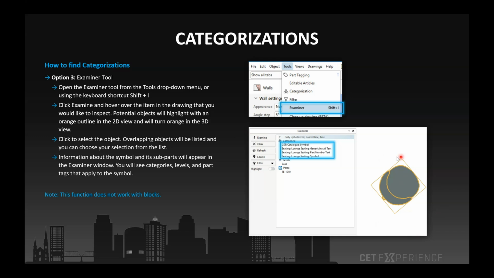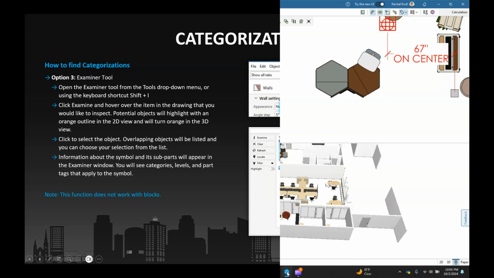and hover over the item you want to know the category of. If items are layered, and you will see this when I open CET, it will give you an option to pick which item you want. It'll be highlighted in orange, so it's very clear what you're selecting. And then once it's selected in this dialog box over here, it'll show you the categories that an item is on.